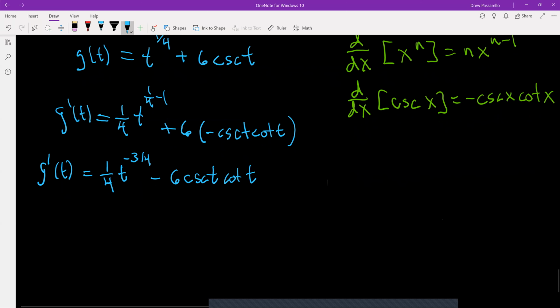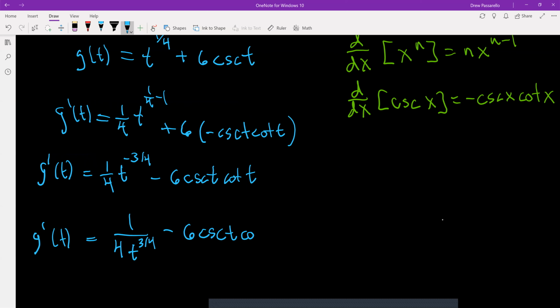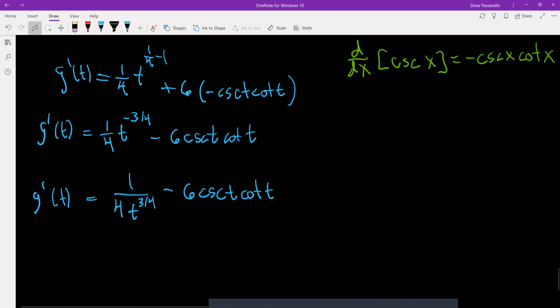All right, and then because it's a negative exponent, you want to make it positive, so I bring that down to the denominator. So it'll be 1/4 t to the positive 3/4. So that way it's in the denominator. And then minus 6 cosecant t cotangent t. And then that's going to be the answer.